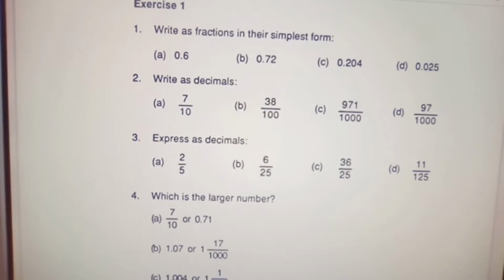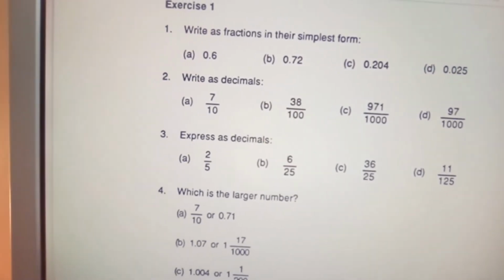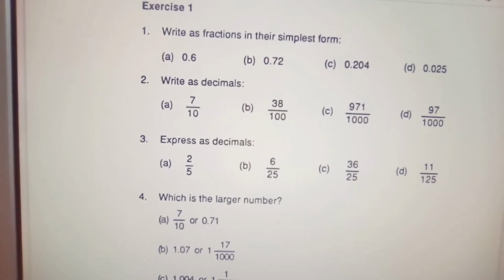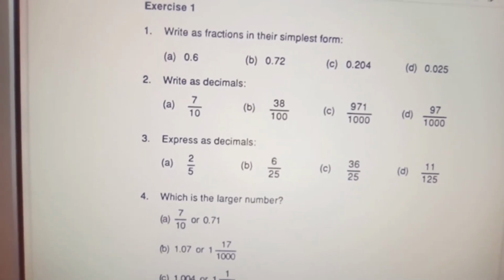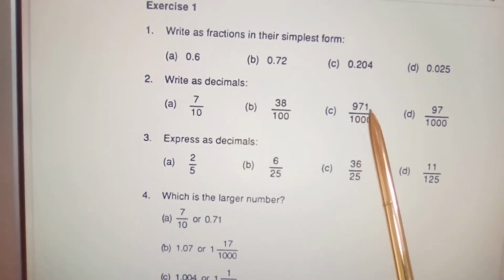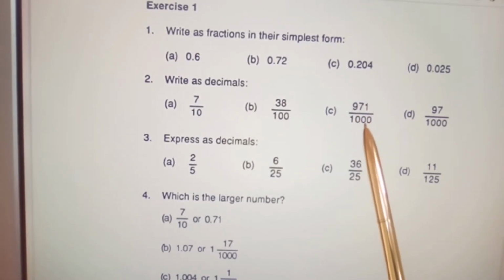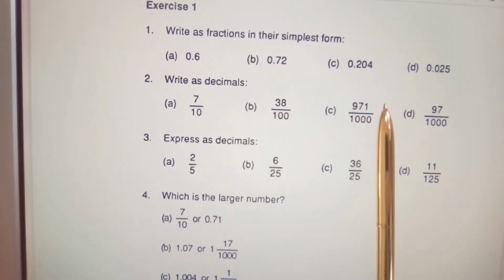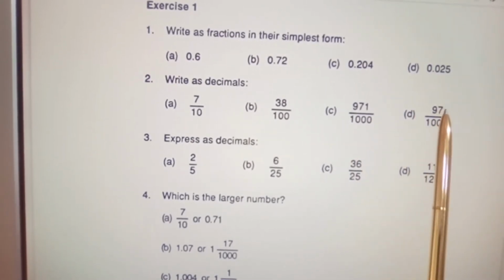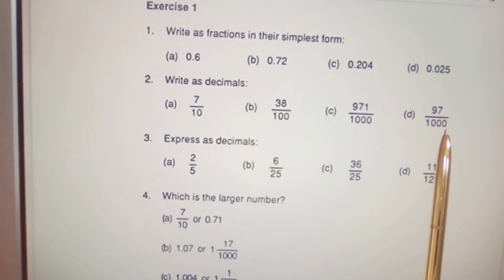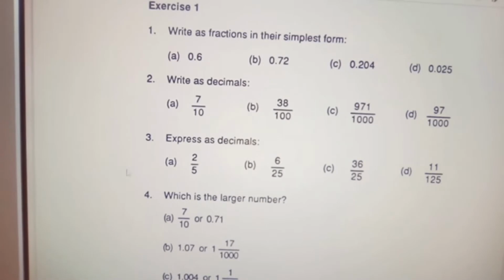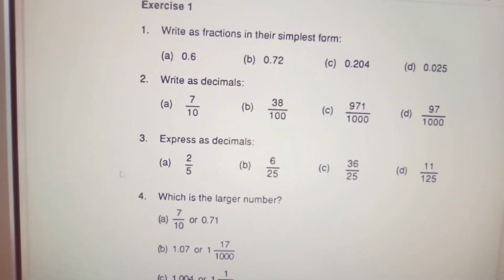I want to continue with fractions and decimals, and you will recall this is now session 7. We're going to be looking at 971 over 1000, and we need to convert this to a decimal. We also then need to convert 97 over 1000 to a decimal. That should be interesting to see how that's done.